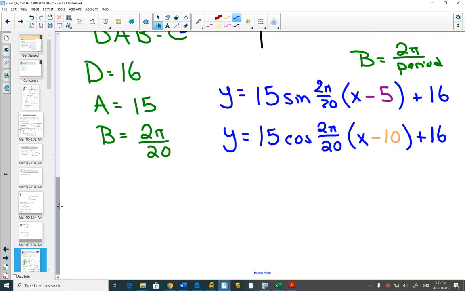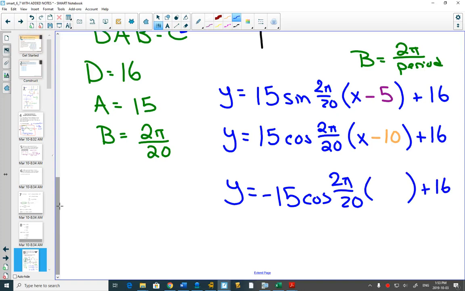So if I wanted to write a negative cos graph, amplitude still 15. Period is still 2 pi over 20. You don't have to write x minus 0. You could just write x because there's no translation left or right. But that would be another equation. If you typed in all three of these equations into your graphing calculator, they would produce the same graph every single time.